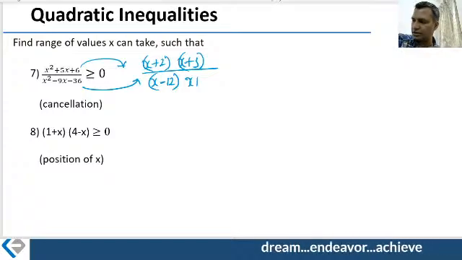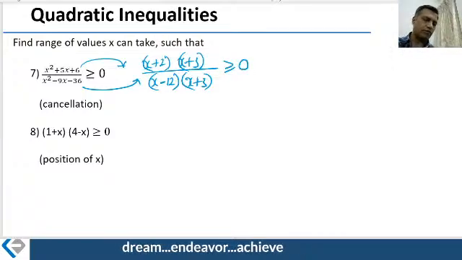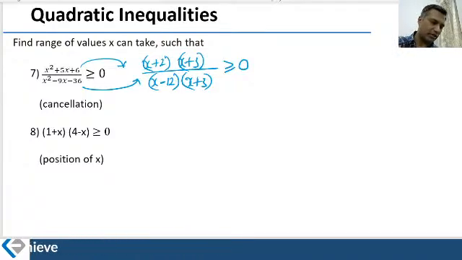And you write this as x plus 3, right? Just give me a second. Right, x plus 3 is what? Greater than or equal to 0. x minus 12, x plus 3 is greater than or equal to 0.